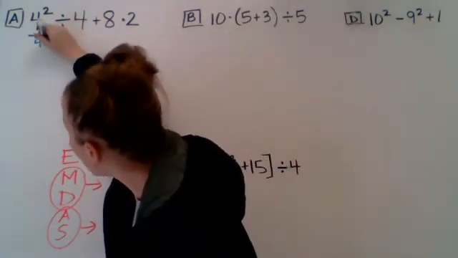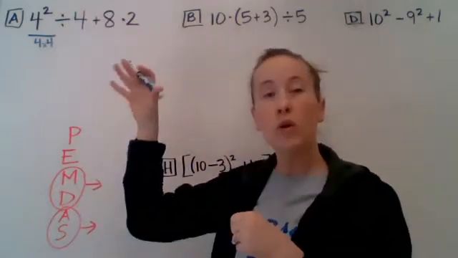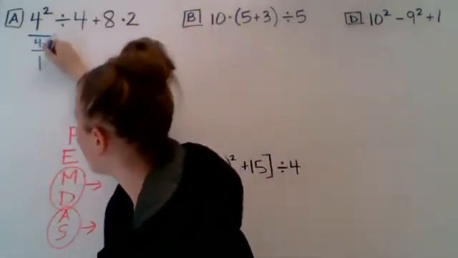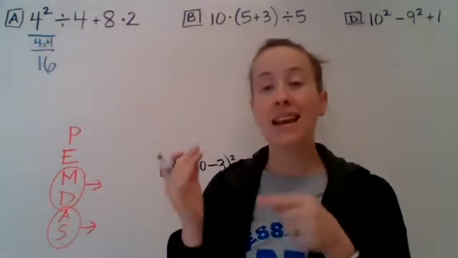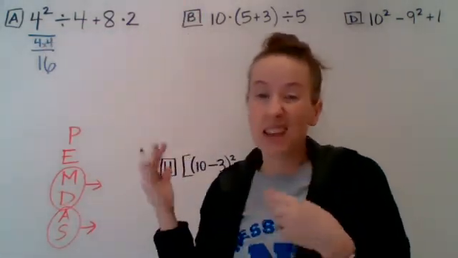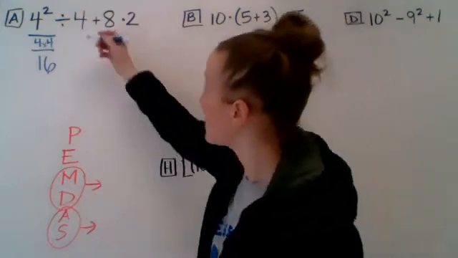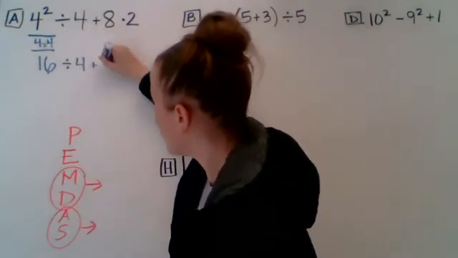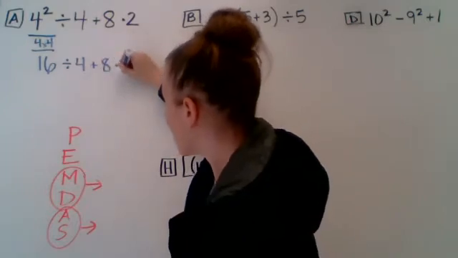You can do a times sign here if that's helpful. 4 times 4 is what's really happening. So when I solve 4 times 4, I get 16. Next, I need to bring down all the other pieces that I haven't used mathematically yet. So we still have to divide by 4 plus 8 times 2.